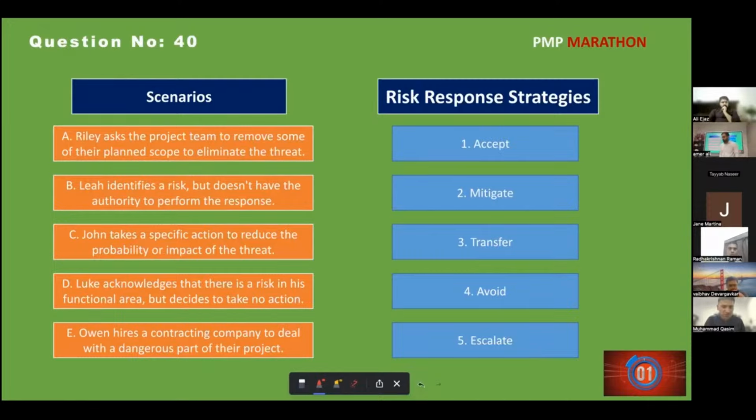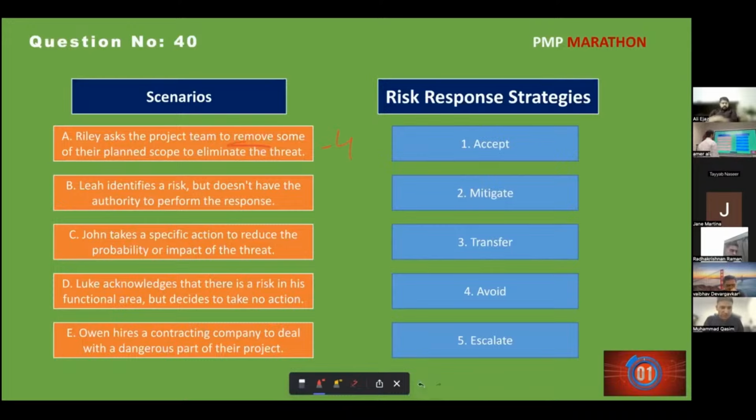Really ask the project team to remove some of their planned scope to eliminate the threat. So he doesn't want to take the risk. We hear the option 4. A is with 4, avoid. Remove is avoiding. Yes.